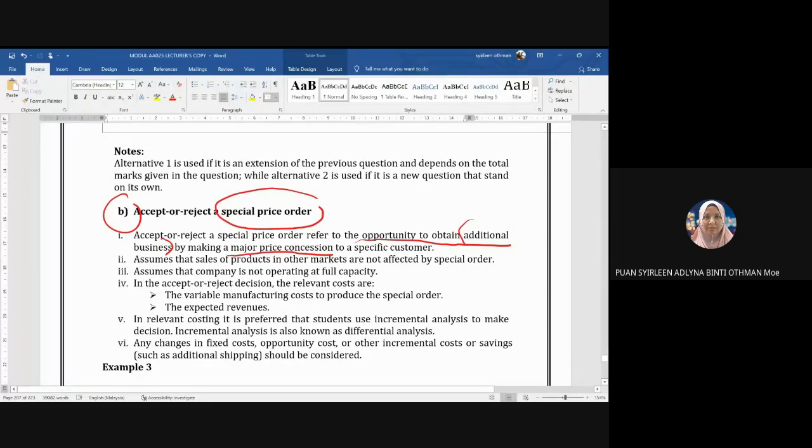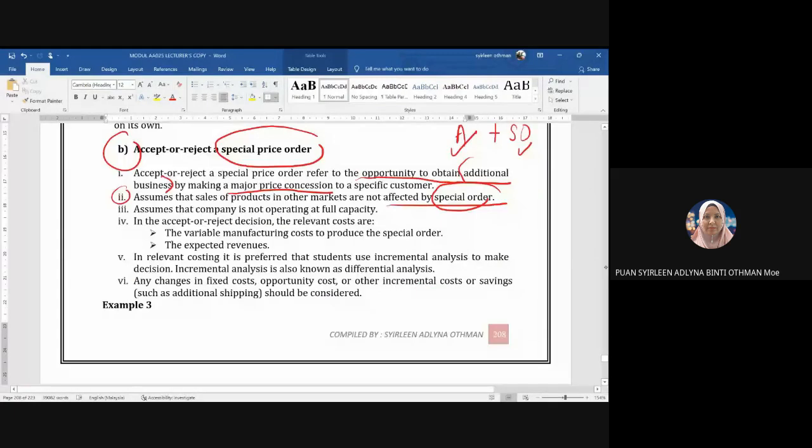Okay, ini assumption ni penting. Maksudnya sales produk tu dalam market tidak dipengaruhi oleh special order tu. Maksudnya kita dah ada order A, so order A jalan macam biasa tapi sekarang kita ada special order. So maksudnya kilang sekarang nak buat dua benda pada dua harga berbeza. So you nak accept atau tidak special order ni.